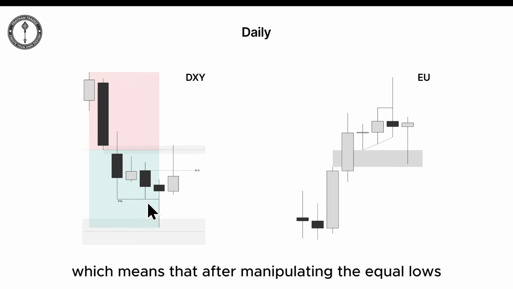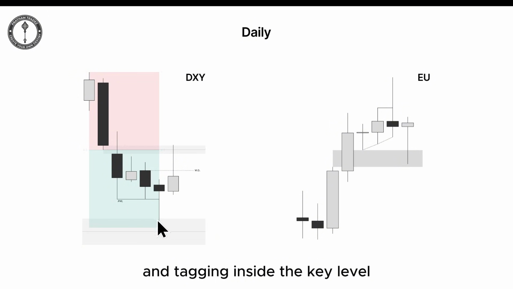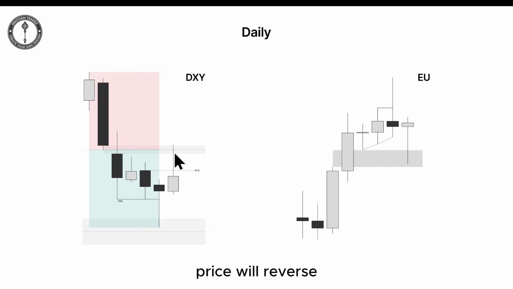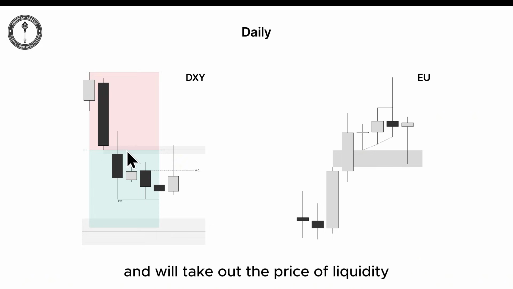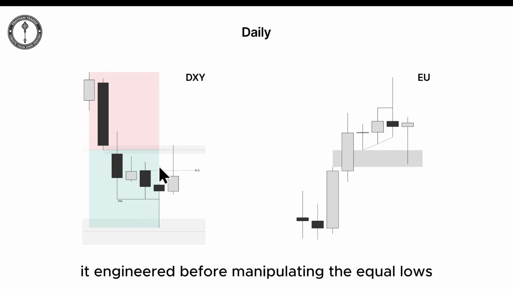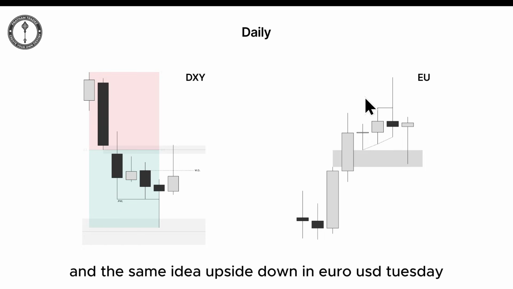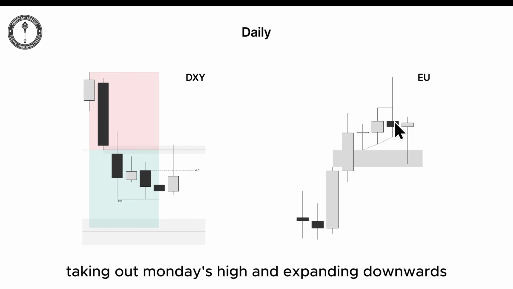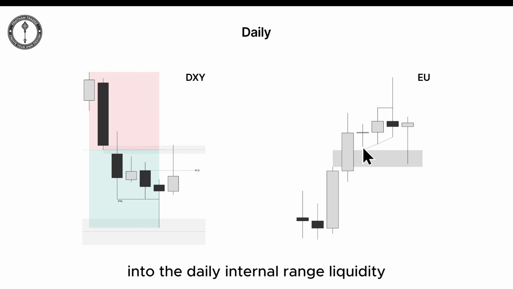that after manipulating the equal lows and tagging inside the key level, which here is a new week opening gap, price will reverse and will take out the buy side liquidity it engineered before manipulating the equal lows. And the same idea upside down in EURUSD: Tuesday taking out Monday's high and expanding downwards into the daily internal range liquidity.